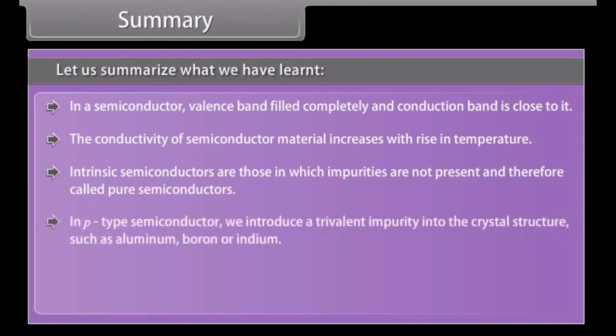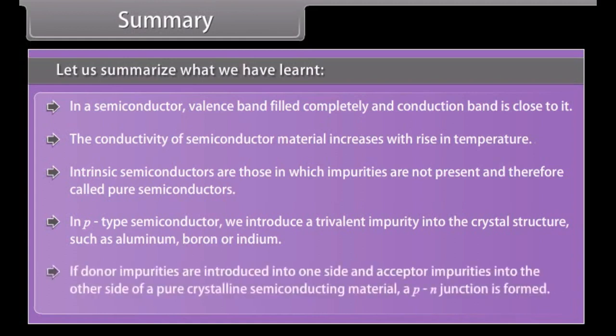In a p-type semiconductor, we introduce trivalent impurity to the crystal structure, such as aluminium, boron or indium. If donor impurities are introduced into one side and acceptor impurities into the other side of a pure crystalline semiconducting material, a p-n junction is formed.